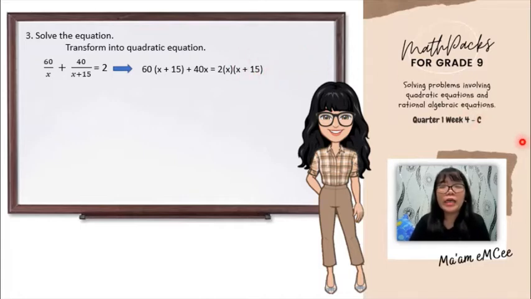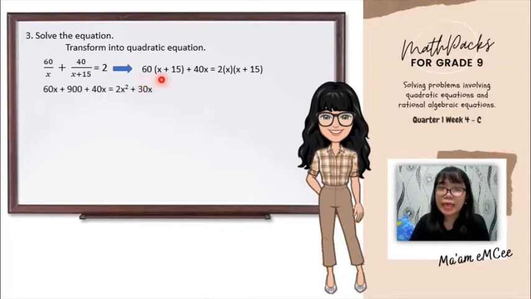the quantity x plus 15. Because, again, if we are going to multiply 60 over x by x times x plus 15, x will cancel out. The purpose of multiplying by the LCD is so that the denominators will be cancelled out. So x cancels out, and 60 and x plus 15 remain. And then if you multiply this one by x times x plus 15, x plus 15 cancels out. So 40 and x remain. That is why we have here 40x. And then, since 2 is not in the denominator, we will have 2 times the LCD, which is x times x plus 15.